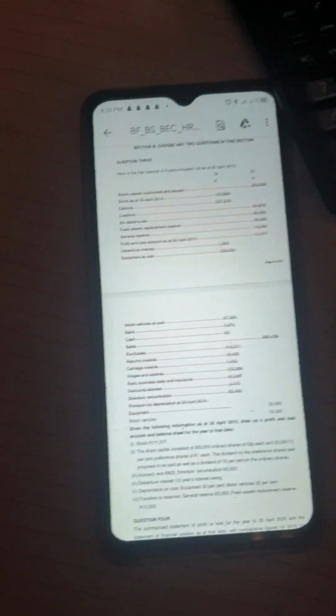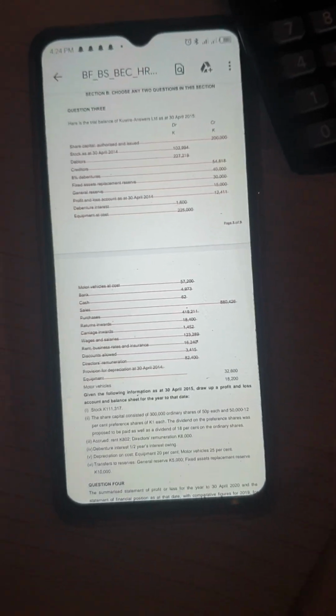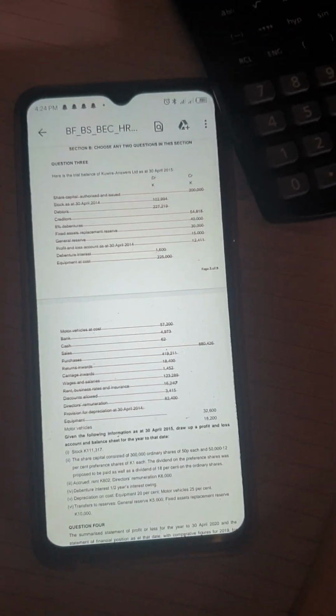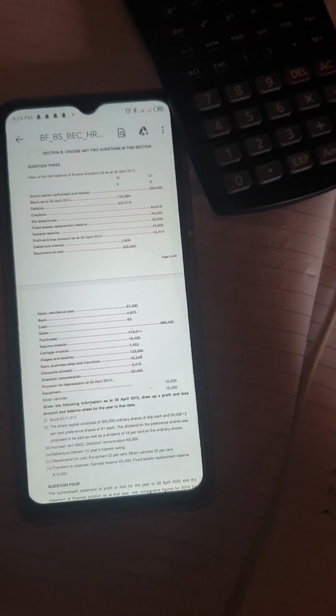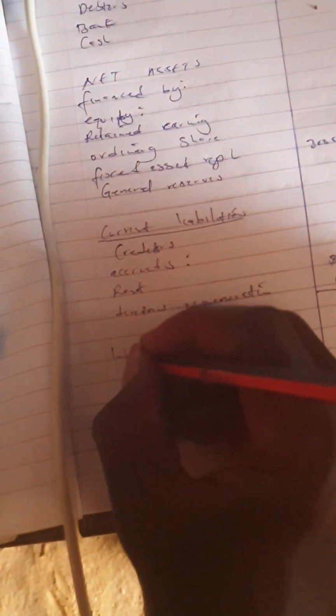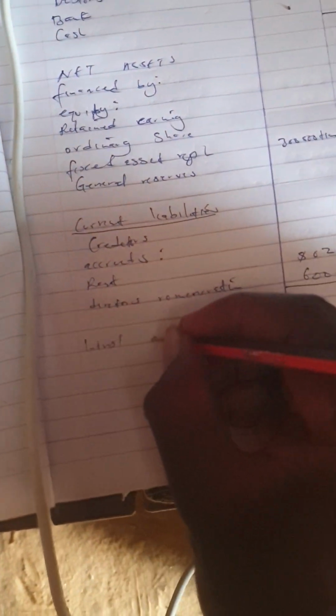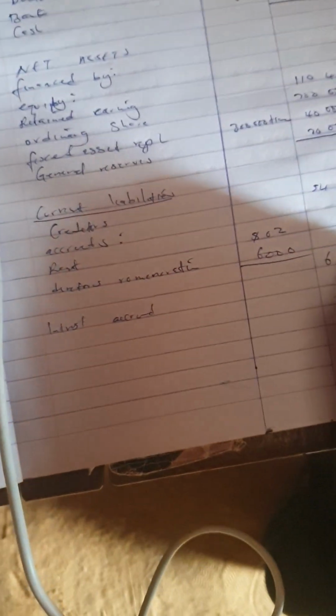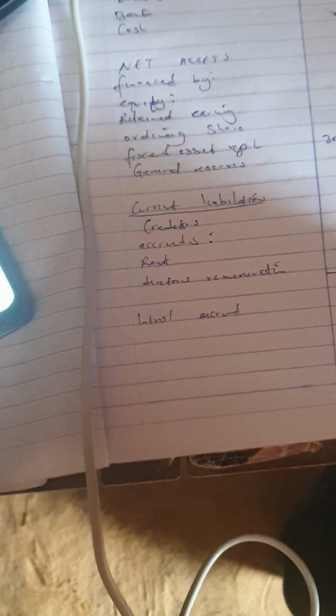Okay, then from there we should not forget the interest. Like I said, there was 8% interest on the loan. The 8% on the 40,000 was 3,200. But now there's the debenture interest mentioned here, which is 1,600, which means from the 3,200 they paid 1,600. What is remaining is an accrual which they haven't yet paid. Remember, an accrual is anything they have not yet paid for. So we have interest accrued, which is 1,600.